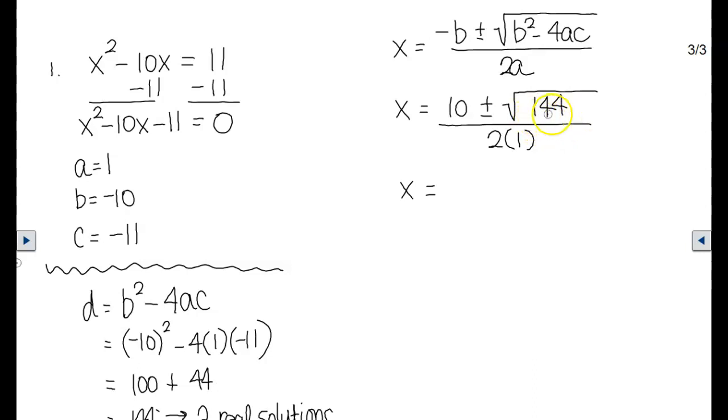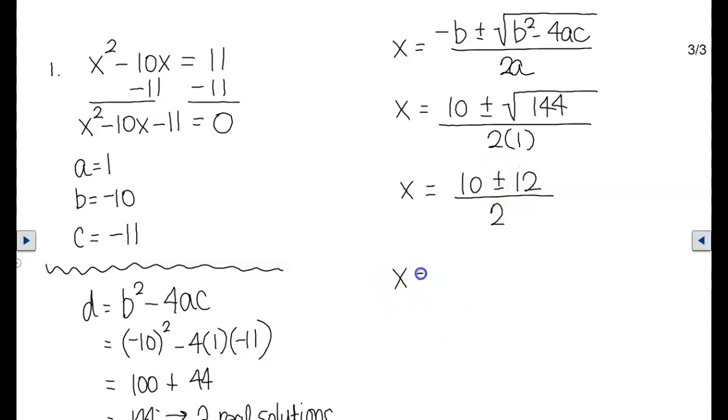So 144 is a perfect square, and the square root of 144 we know is 12. So this is going to be 10 plus or minus 12 all over 2 times 1, which is just 2. So simplify that square root after you get things filled in. Now, keep in mind, we're supposed to get 2 real solutions for this problem. And right here, this plus or minus is what's going to give us those 2 solutions.